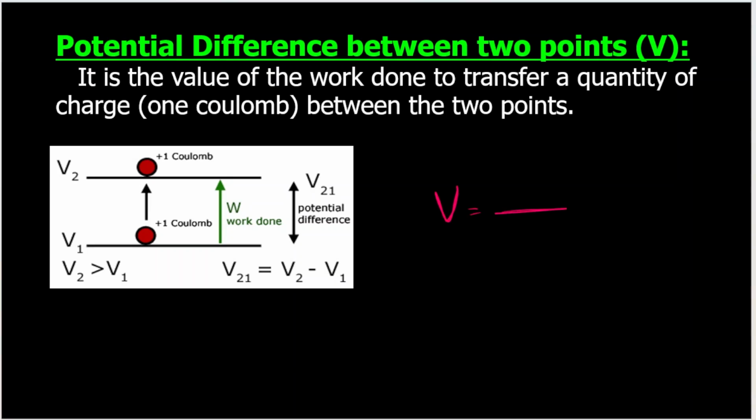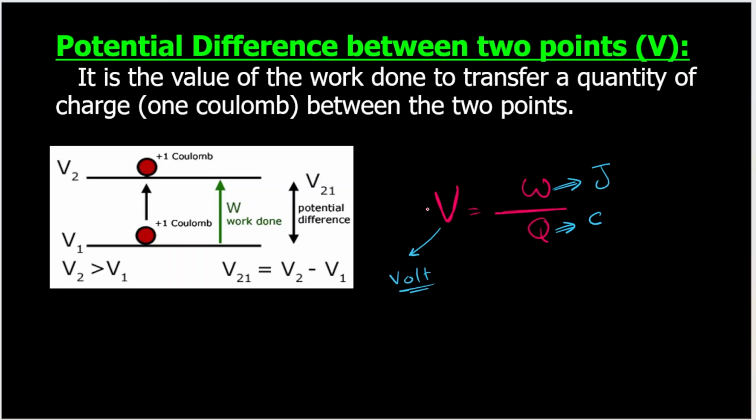Potential difference is equal to W over Q. This is the potential difference, which is measured in volt. This is the work done by the battery, and it is measured in joule. This is the quantity of charge which is pushed by the battery, and its measuring unit is coulomb.